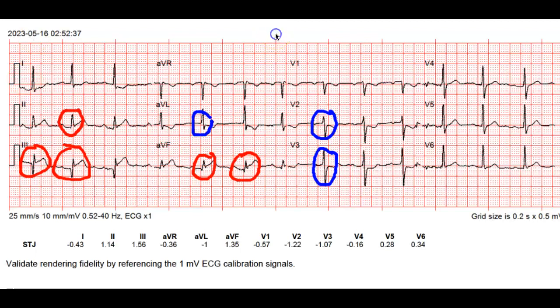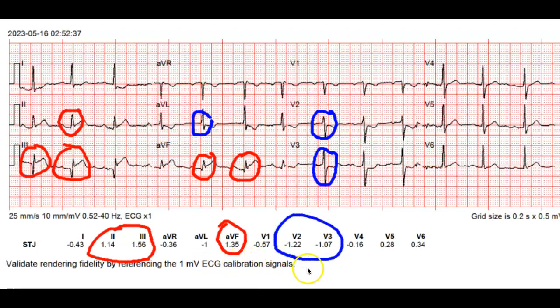And so if you wanted to compare with the measurements down here, you can see it's more than a millimeter in 2 and 3, and more than a millimeter of elevation in AVF. And now the depressions, you can see it's depressed in AVL. And then curiously, you can see it's a little bit depressed in V2 and V3 as well. So let's take a look there. V2, V3 is more than a millimeter of depression. So again, I think that's wrapping around posteriorly, an inferior infarct with posterior extension.